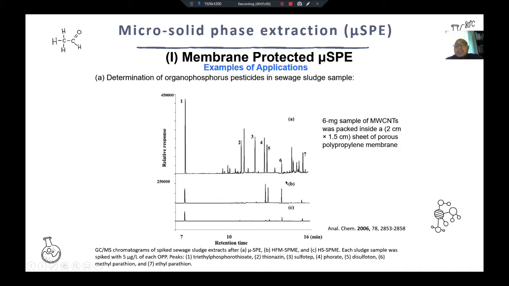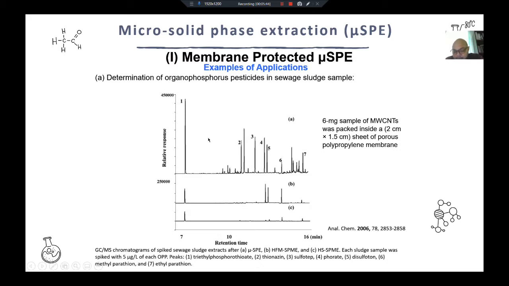If you look over here, the micro SPE can absorb a lot of analyte of interest compared to the SPME, because it is directly in touch, it has direct contact, and it has much more surface area compared to SPME. SPME is very limited. Later on we will discuss that particular extraction method, SPME, after this.